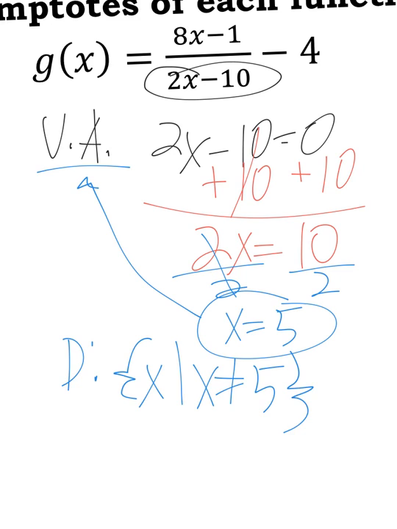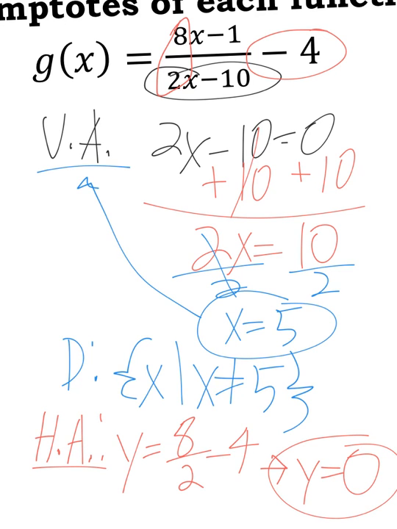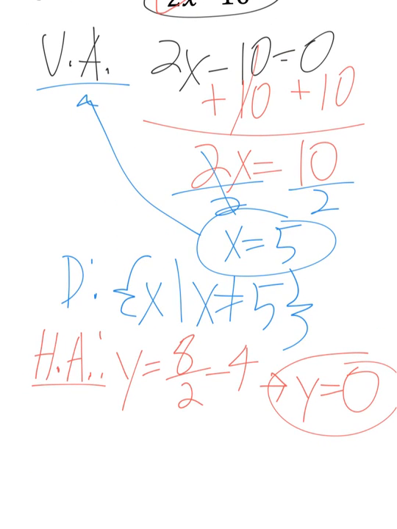And so then for my horizontal asymptote and range, I take that 8 over 2 and then I combine it with the minus 4. So I'll say HA is y equals 8 over 2 minus 4. Well, 8 divided by 2 is 4, and 4 minus 4 is 0. So I'm just going to say y equals 0. And so if that's my horizontal asymptote, then my range is y is in all real numbers such that y cannot equal 0.